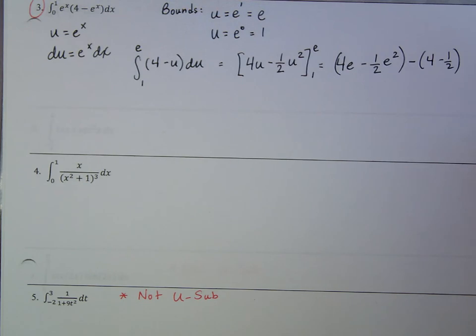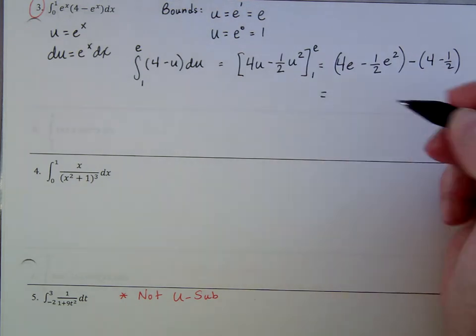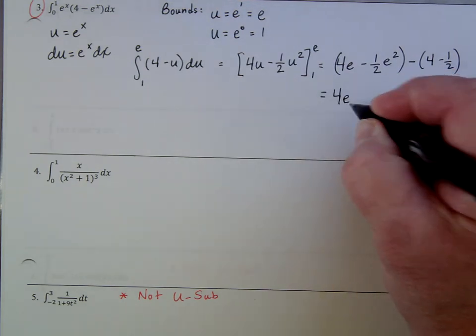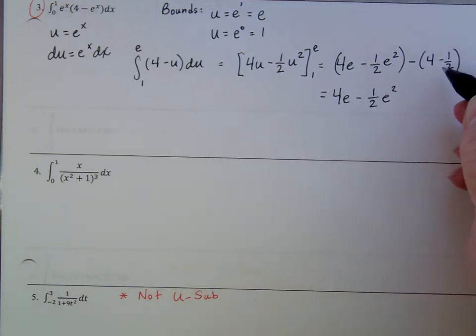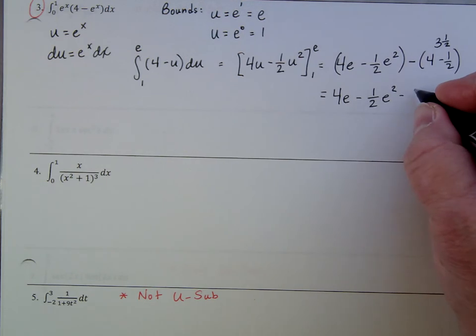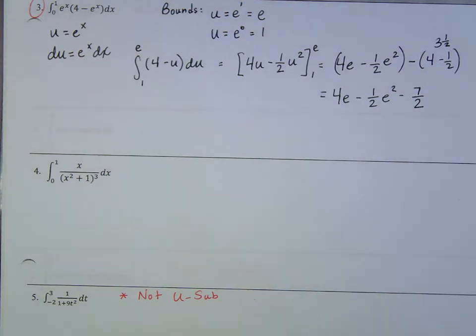I can simplify a little bit better, make it slightly prettier. The 4e I can't do much with. The 1/2 e squared I can't do much with. But this, if I take 4 and I subtract 1/2, that's 3 and 1/2. And so I'm subtracting away 3 and 1/2. Sometimes you might see that as 7/2. Mr. AP doesn't really care either way. 7/2 is 3 1/2, and there you go. That's example number 3 with an e.